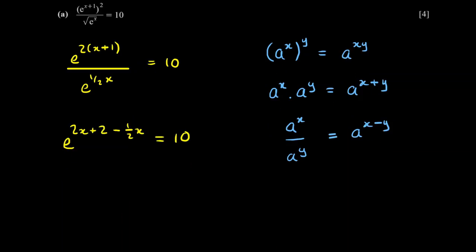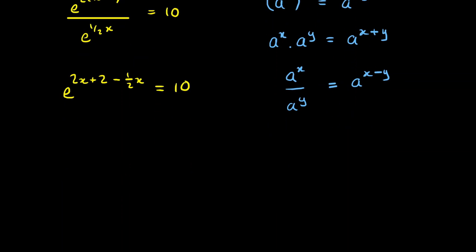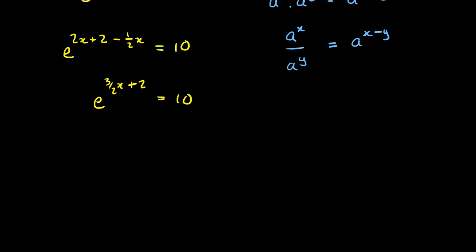So I think now I'm just going to simplify my power there. That's going to be e to the 2x minus a half x, which is 3 upon 2 x, plus 2, is equal to 10. And then I can convert this into a logarithmic form. So my base is e, so I'm going to be using ln. And my power is 3 upon 2 x plus 2. So I can write 3 upon 2 x plus 2 is equal to the natural log of 10.